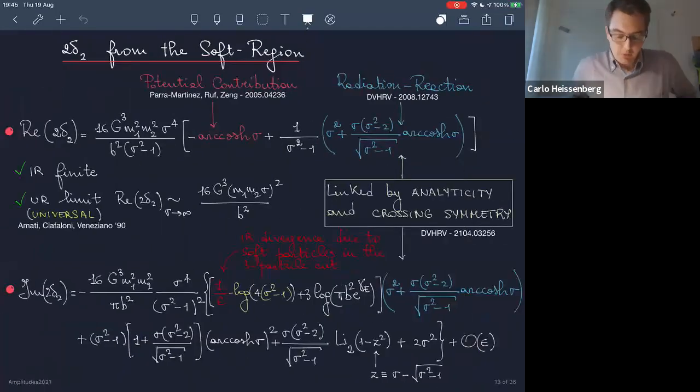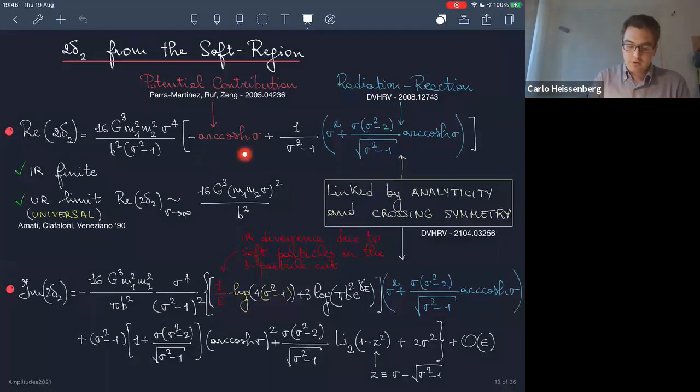So let me show you the final result. We find the Eikonal, which takes this form. The real part is IR finite, as promised, and contains two types of contributions. One type is given by the potential contributions. These are just conservative, expressing the conservative interaction due to the mutual gravitational attraction felt by the black holes via the mutual gravitational potential, while these new contributions in blue are associated with radiation reaction, to the fact that the black holes radiate and therefore feel an effective radiation reaction force.